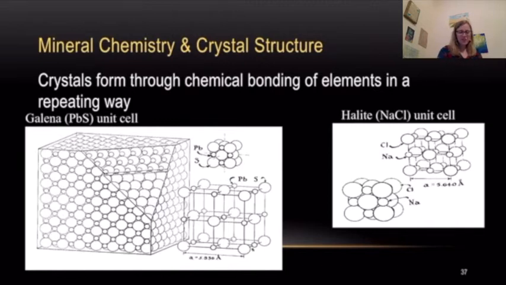All right, so in this case, I've got lead and sulfur repeating. In this case over here, I've got halite, made of chloride and sodium repeating back and forth. But not all minerals have this same structure. So this particular structure is what we would call cubic structure. It's going to just keep forming by adding each element at 90 degrees from the last. Same thing over here.